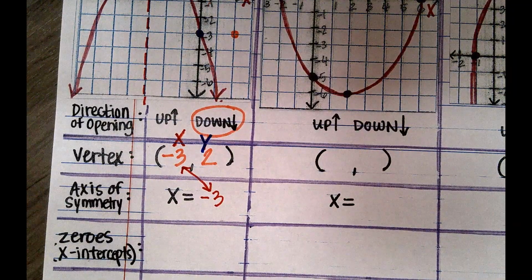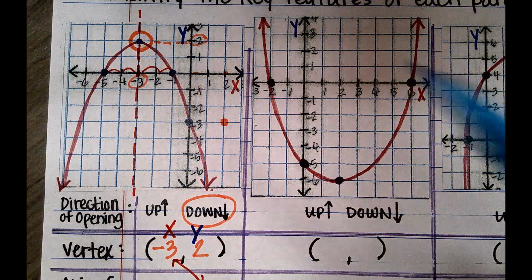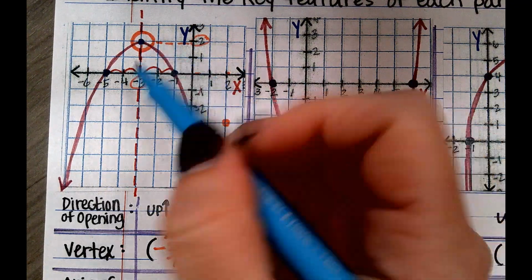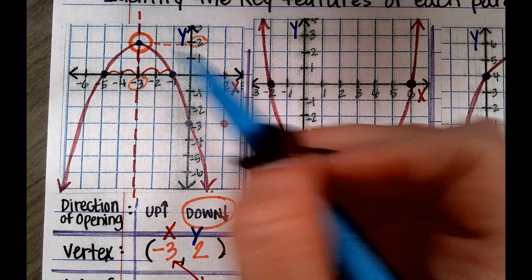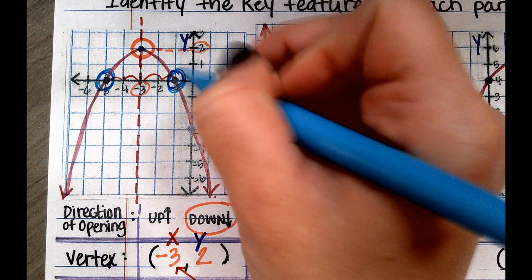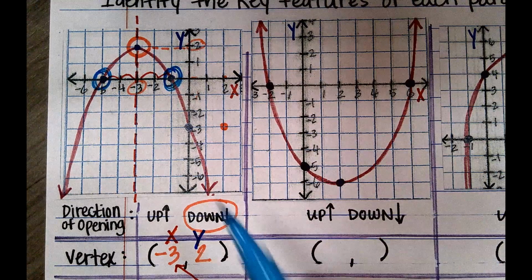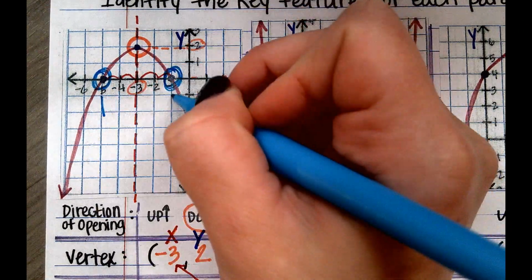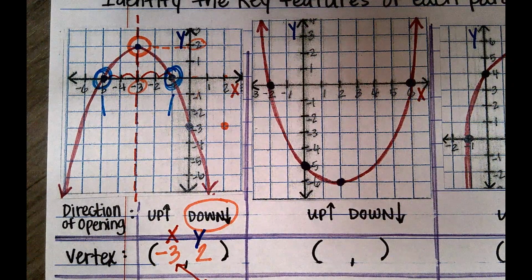Now, my zeros, or my x-intercepts. -5, 0 and -1, 0. Remember those are the points that sit on the x-axis. Right here and right here. And on that one, your number comes first. So, yes, I'm going to label the coordinates on the picture, but I'm just going to write the numbers in my blank.